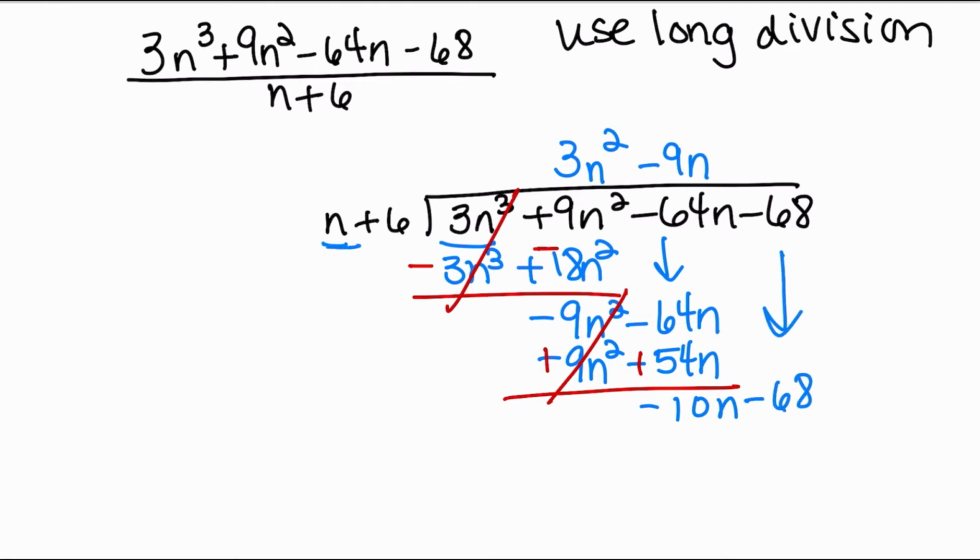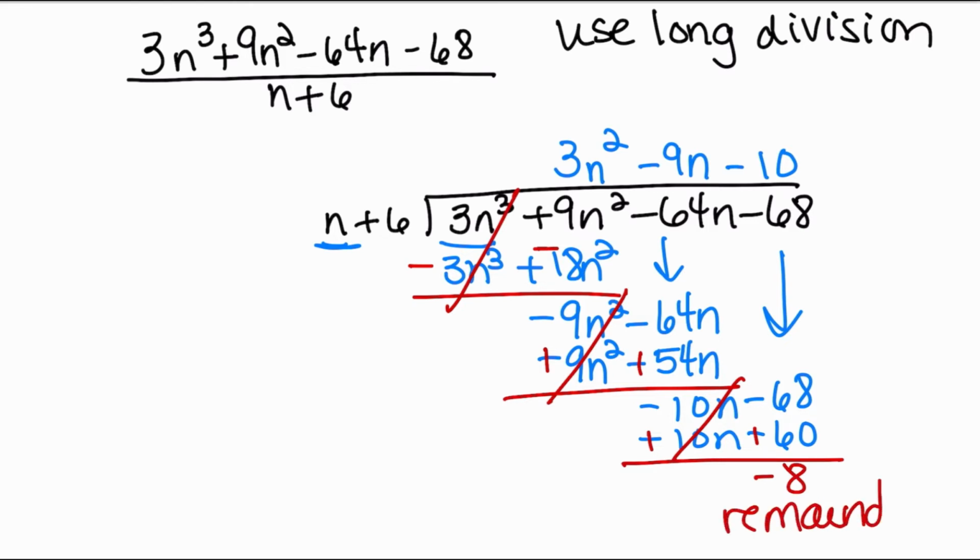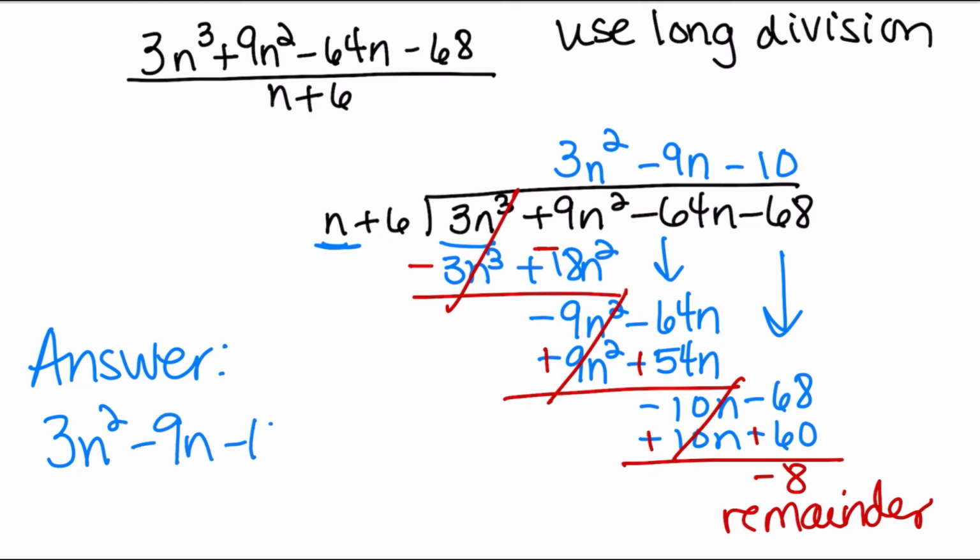N goes into negative 10n, negative 10 times. Negative 10 times n is negative 10n. Negative 10 times 6 is negative 60. Draw a line, change the signs, cancel. You're left with negative 8. That negative 8 is my remainder. And so my answer is going to just be 3n squared minus 9n minus 10 minus 8 over n plus 6. And that's my final answer.